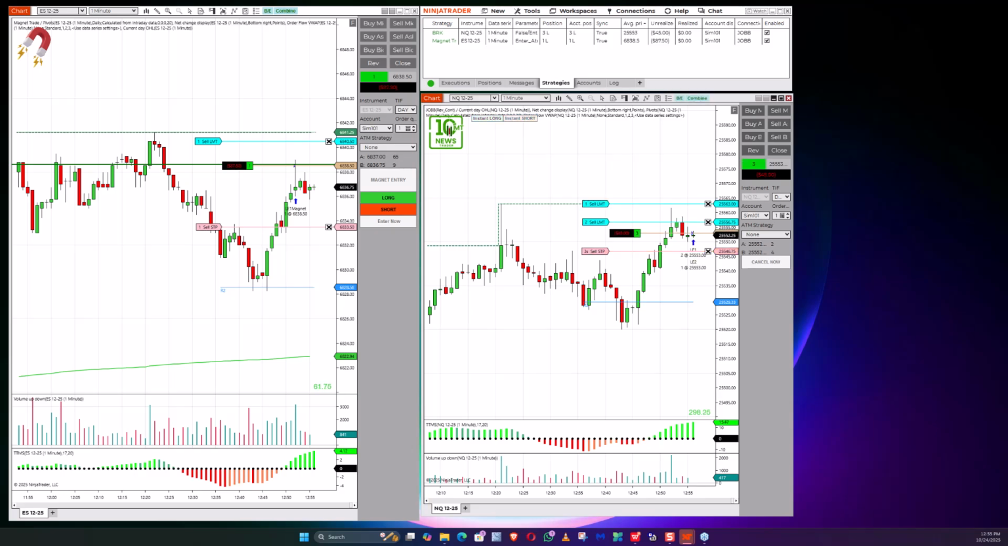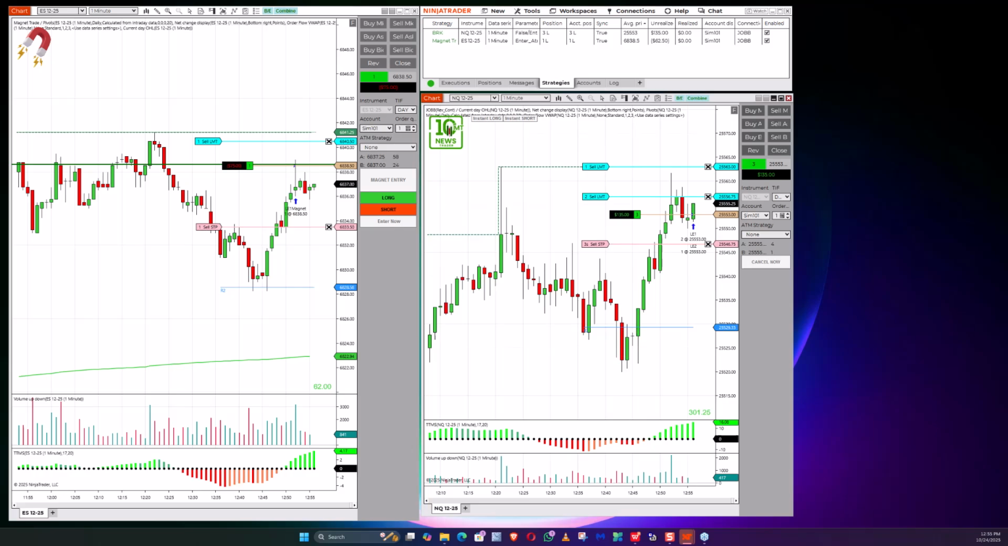I might want to take this as a long for another test of the high. I could be wrong, but it may be a better option to take a long today. The squeeze is moving up, momentum is on the upside, 300 points up on the NQ. Don't you think it might be a better long?